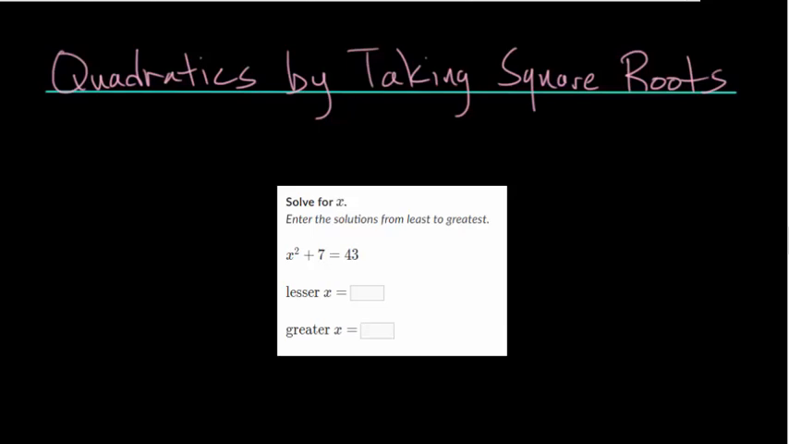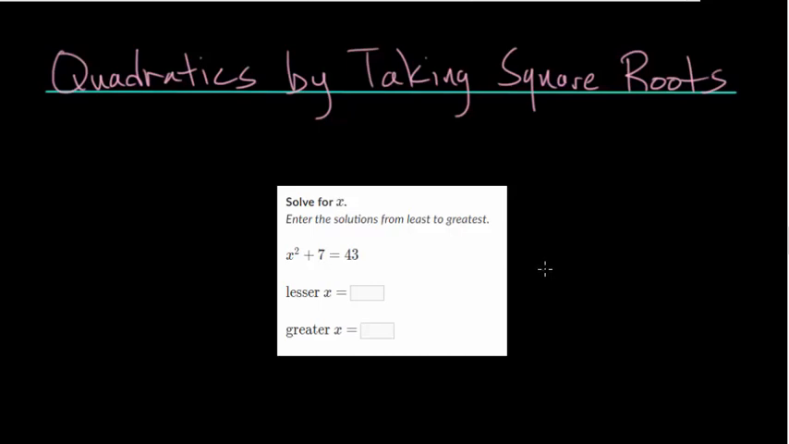In this video, I'd like to talk about how to solve quadratic equations by taking square roots. In this video, or in the next couple videos, I'm going to go through 6 different problems. The first 3 will be from the intro exercise on the Khan Academy, and the last 3 will be from the regular exercise.